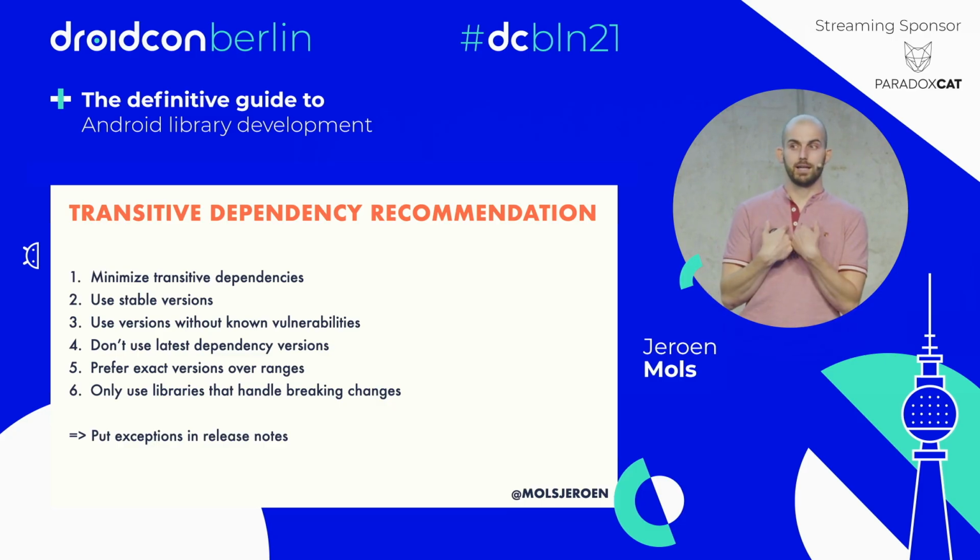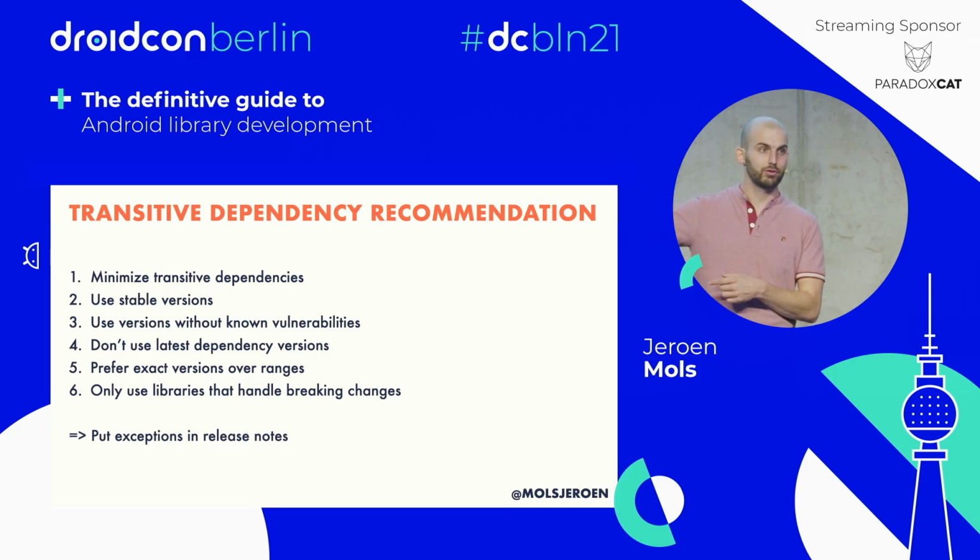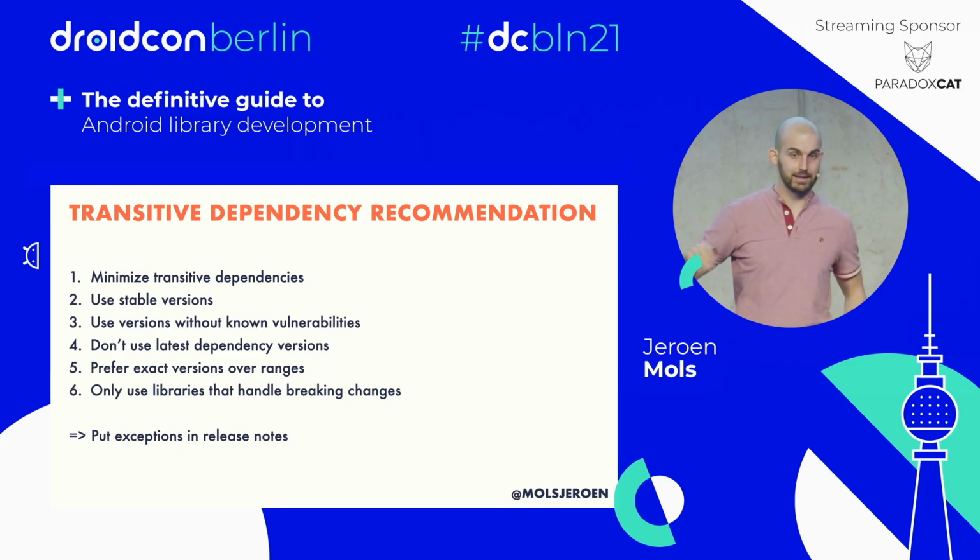Imagine if we would start using an alpha version of AndroidX. That could be fine for us, but if a customer then integrates our library, they're suddenly going to start using an alpha version of AndroidX, which could be fine for them, or maybe not, I don't know, but it's not up to us to make the decision whether they should be using alpha libraries or not. So it's important to use stable versions.